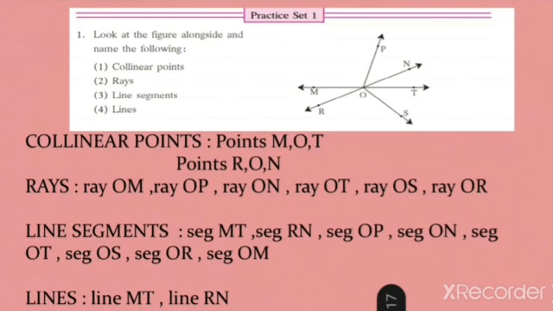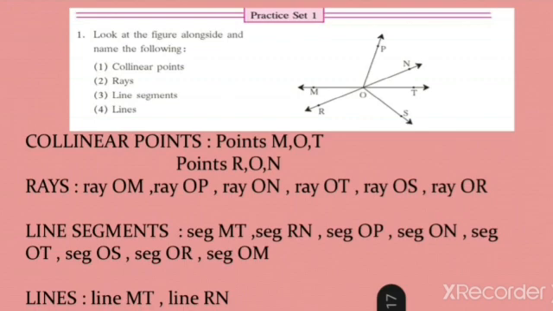Yes, and there is one more example. Point R, point O and point N. Even these 3 points lie on the same line. So, our collinear points are point M, O, T and the second set of collinear points R, O, N. Remember one important thing, that when you mention a point, you need to put a comma after every point, which is very important.